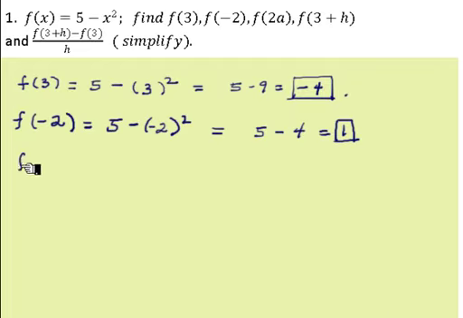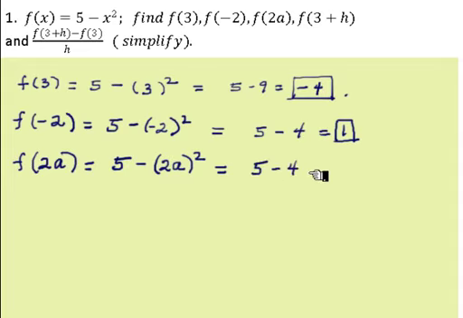Okay, then we're going to form f of 2a, substituting 2a in for x. So again, 5 minus parentheses squared, and put the 2a right in the set of parentheses. Okay, let's square that out. So we have 5 minus 4a squared, and that's it.